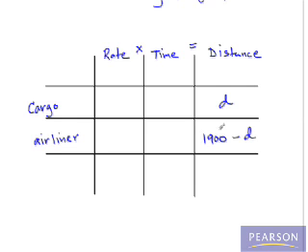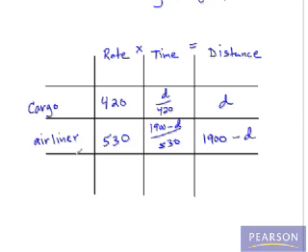We're also told in the problem that the cargo plane is traveling at 420 miles per hour and that the airliner is traveling at 530 miles per hour. And now that we have two out of the three variables, the rate and the distance, we can use our formula to find time. If rate times time equals distance, then distance divided by rate gives us time. So d divided by 420 gives us the time traveled by the cargo plane, and the quantity 1900 minus d divided by 530 gives us the time traveled by the airliner.